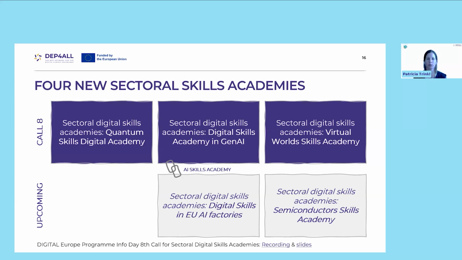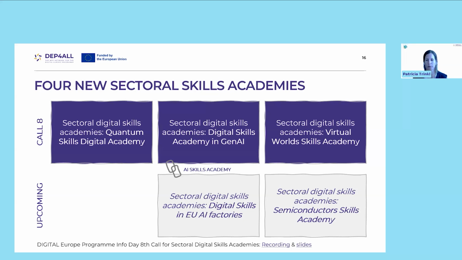And the second one, so this call will open approximately in November this year. So this one asks for skills related to the development and deployment of AI models in the AI factory facilities. So this call covers only the establishment of the first part, and the second one will then focus on the skills for AI factories.